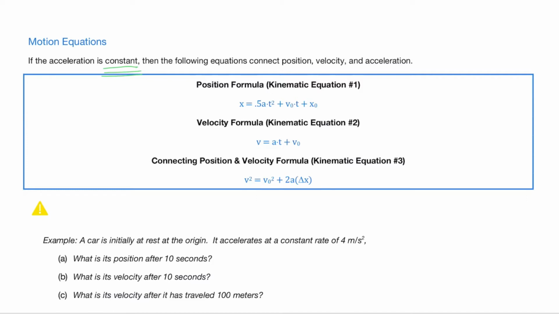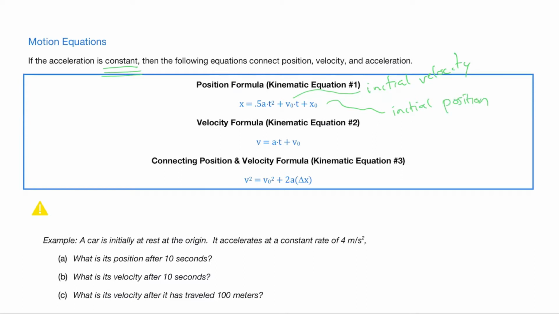The first kinematic equation gives a formula for position. In this case, what it really gives us is position as a function of time. In order to find the position at any time, all we need to know is the acceleration, which is constant, the initial velocity, v sub 0, and the initial position, x sub 0.